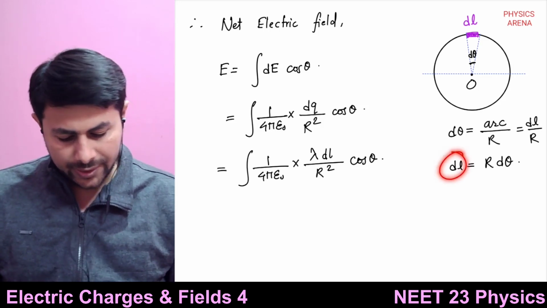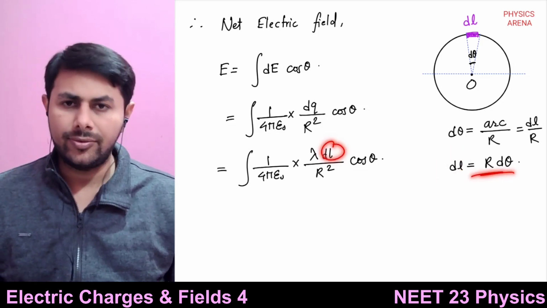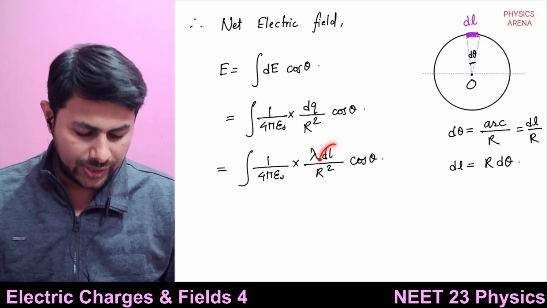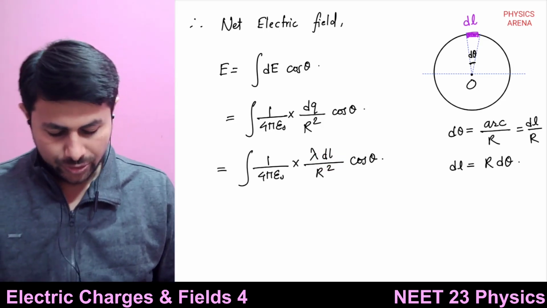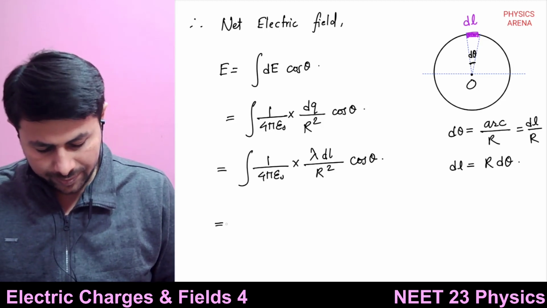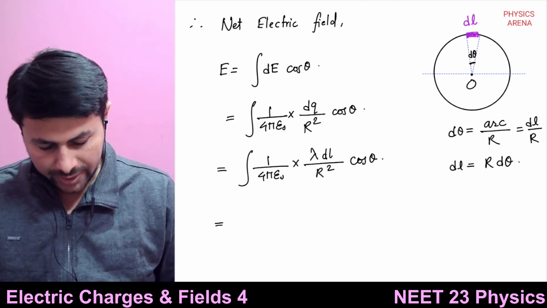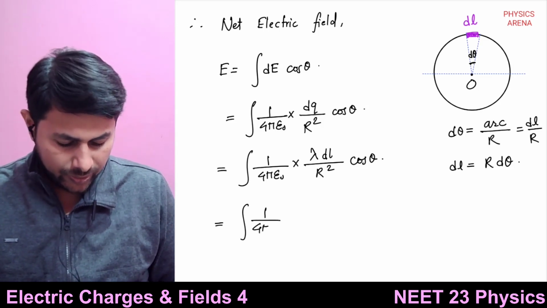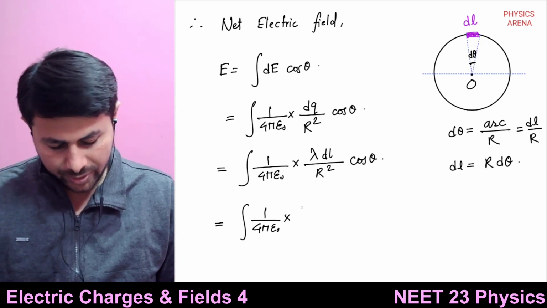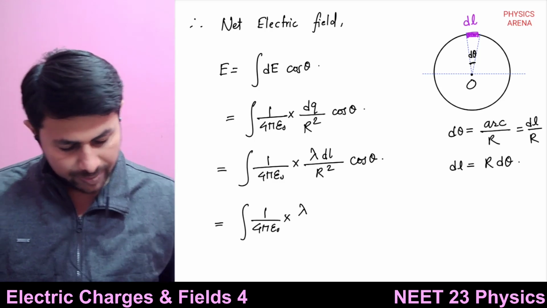So we have changed this dl in terms of theta. We have written it. So now we have only one variable, and these other things we'll take outside afterwards. So it is 1 upon 4 pi epsilon naught multiplied by lambda multiplied by dl.